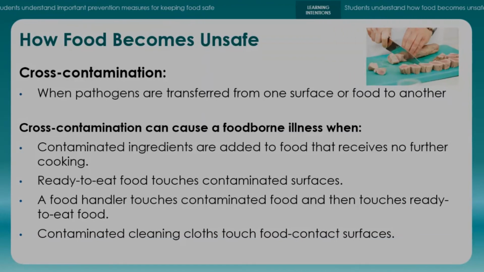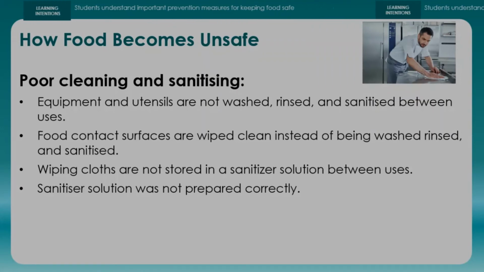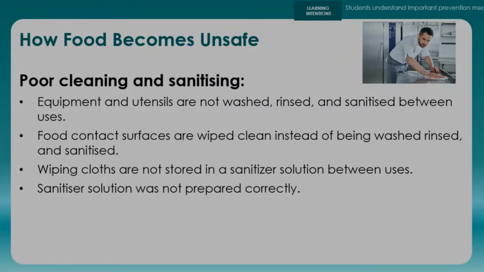The green chopping board is used for vegetables and fruit, but in that picture the person is cutting raw meat on it. So poor cleaning and sanitisation is when equipment and utensils are not washed, rinsed and sanitised between uses. Food contact surfaces are wiped clean instead of washed, rinsed and sanitised, and wiping cloths are not stored in a sanitising solution between uses or washed, and sanitisation solution is not prepared correctly, i.e. there are instructions per manufacturers on how to prepare a sanitising solution.